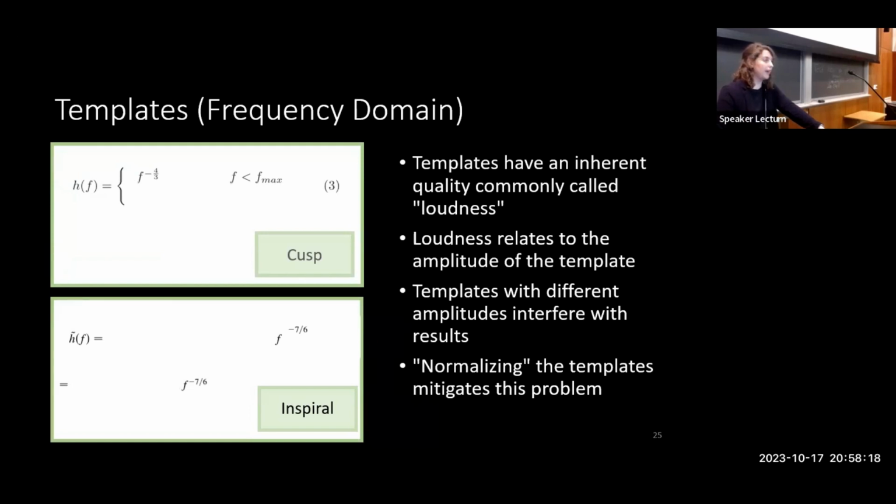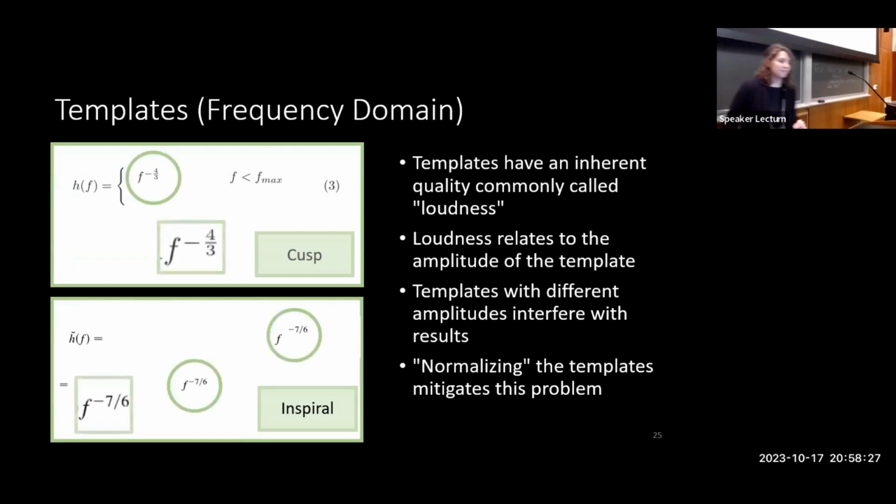If you were paying attention closely, you'll notice that some things disappeared. And we're left with these. So you're left with f to the -4/3 and f to the -7/6. So we have -8/6 and -7/6. And those are remarkably similar.